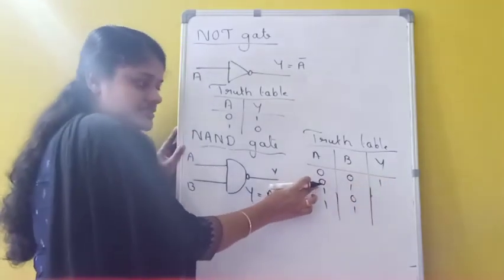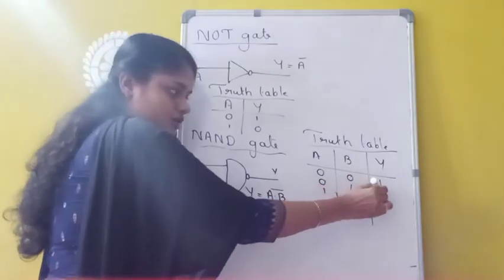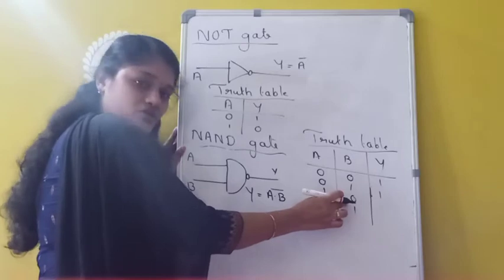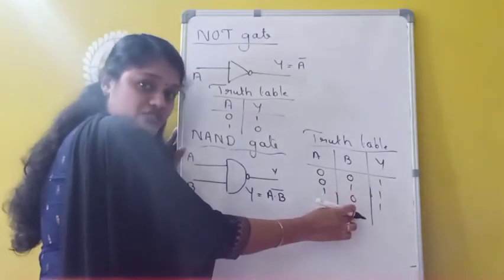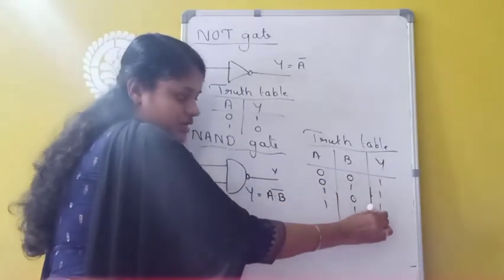Now again 0, 1 in the case of the AND gate, the answer is 0. That means here it will be 1. Here 1, 0 in the case of the AND gate, 0. Complement is 1. 1, 1 in the case of the AND gate, output is 1. That means you have to take the complement here, 0. So we will be getting the output like this.